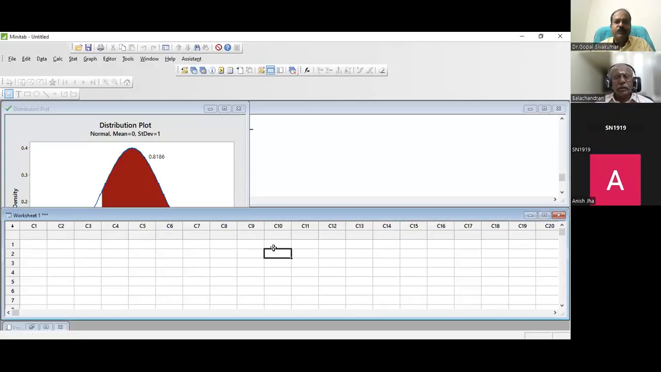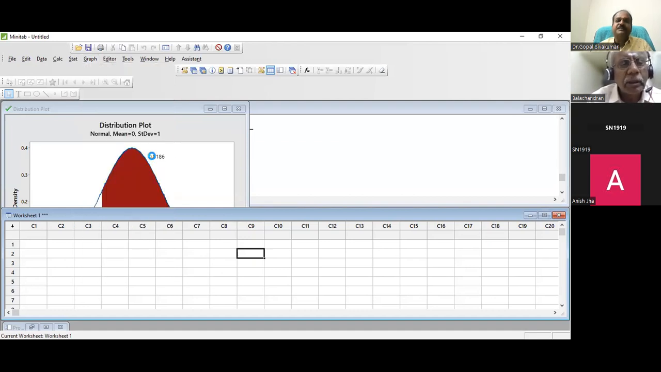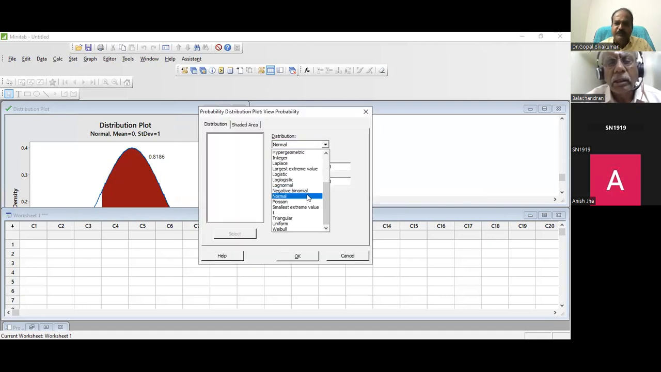Yeah. We need to go to Graph in the Minitab. You guide me, sir. Where should I go here? Graph number 1. After Graph, you have to go to the Probability Distribution Plot. Okay. Now I have to click. Yes. Now I have to choose View Probability. Very good. Then I have to click. Okay. And now I have to choose Normal here. Yeah. Normal. I must standardize the normal by choosing mean equal to 0, standard deviation equal to 1.